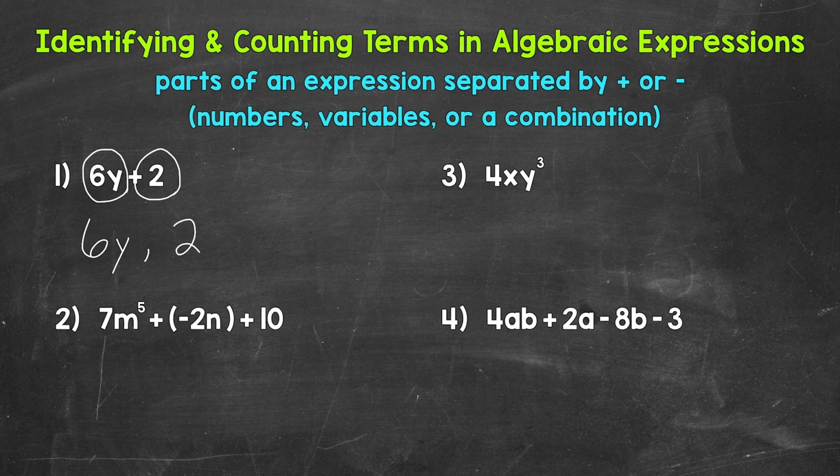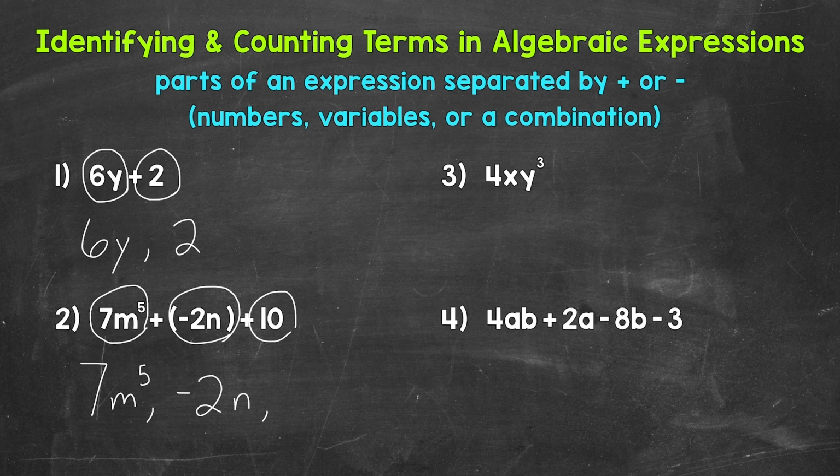Let's move on to number 2, where we have 7m to the power of 5 plus negative 2n plus 10. So let's look for the terms that make up this algebraic expression. We start with 7m to the power of 5 and then an addition sign. So we can see that this is the first part, the first term. So 7m to the power of 5. Then we have plus negative 2n. So this is the second term, negative 2n. And then we have an addition sign and then a 10. So we end with this 10 here, and it's a positive 10.